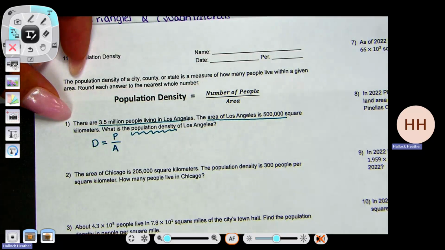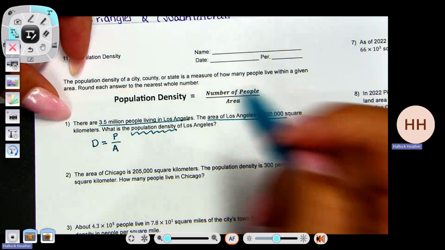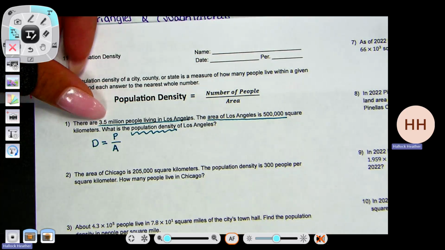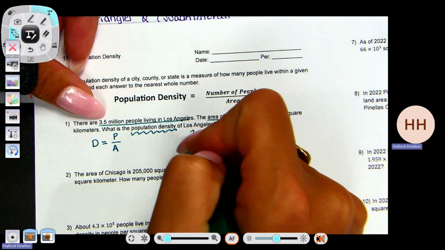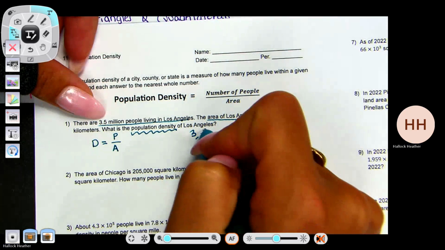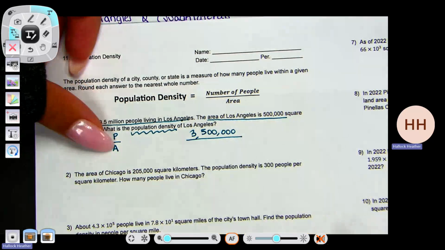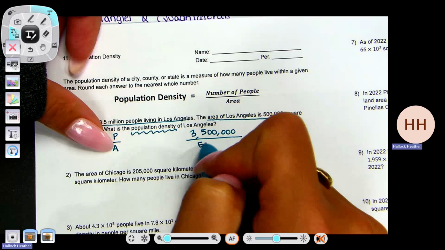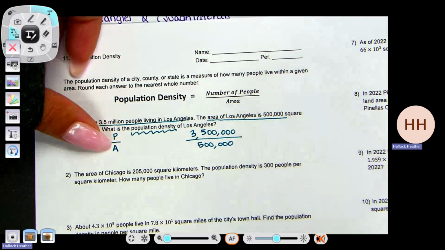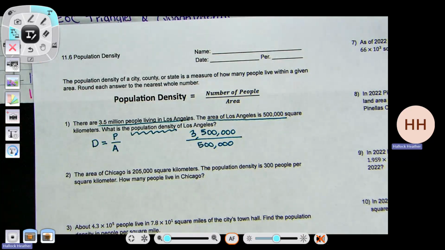So what number has to go on the top of my fraction? Population. Now, the only problem is I have to change 3.5 into an actual number. 3.5 million is 3,500,000. And you're dividing by the area, which is 500,000. This is going to give you basically how many people live in each square kilometer. So we just divide. That's it. What do we get?